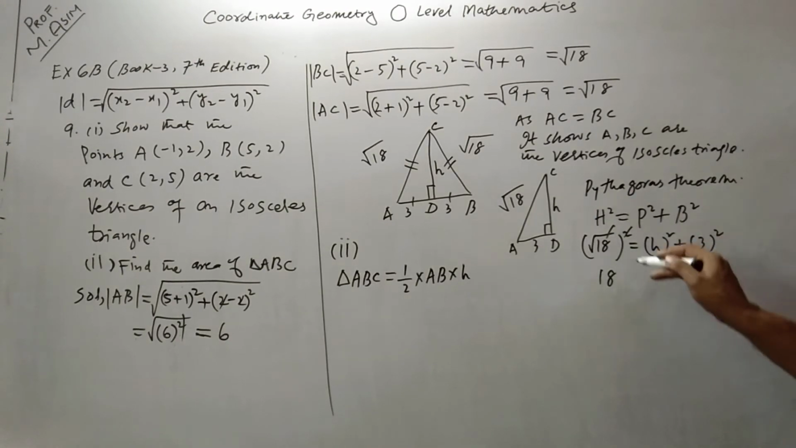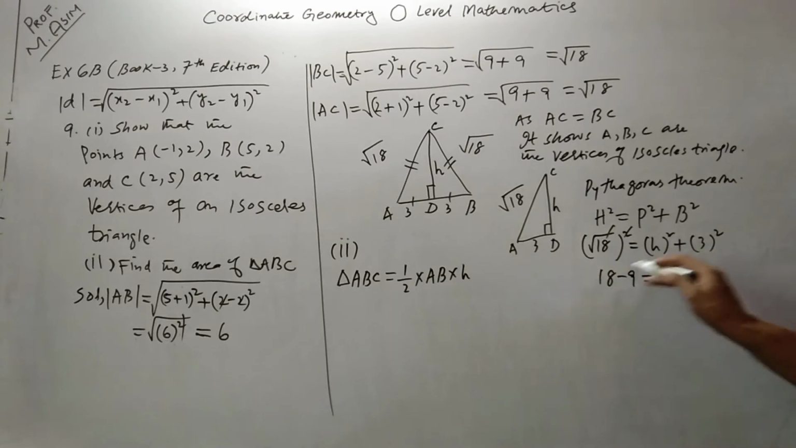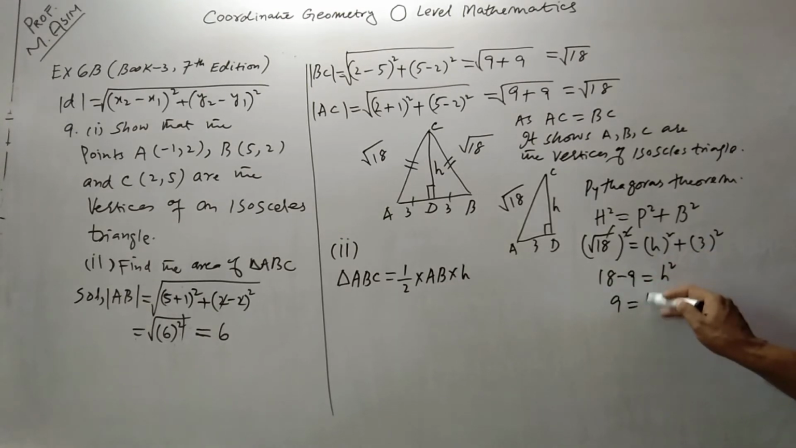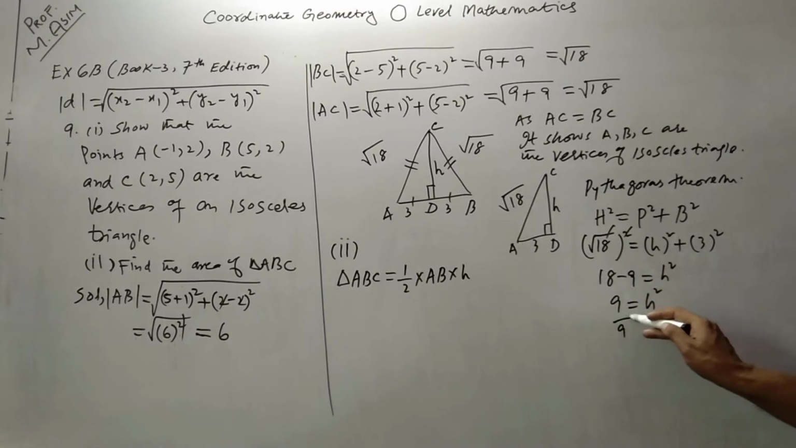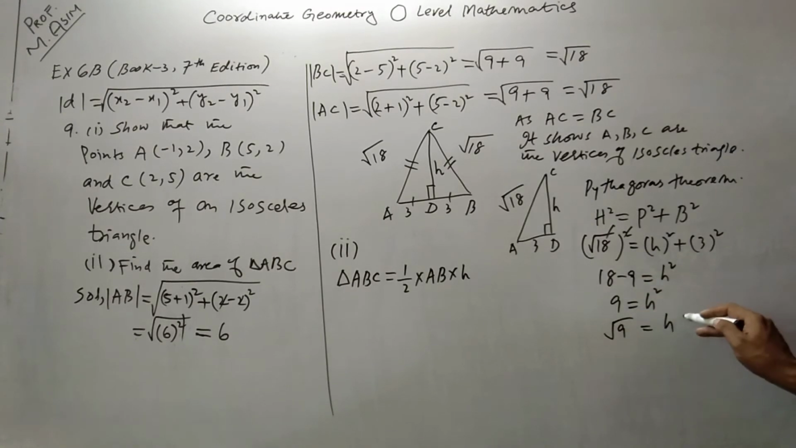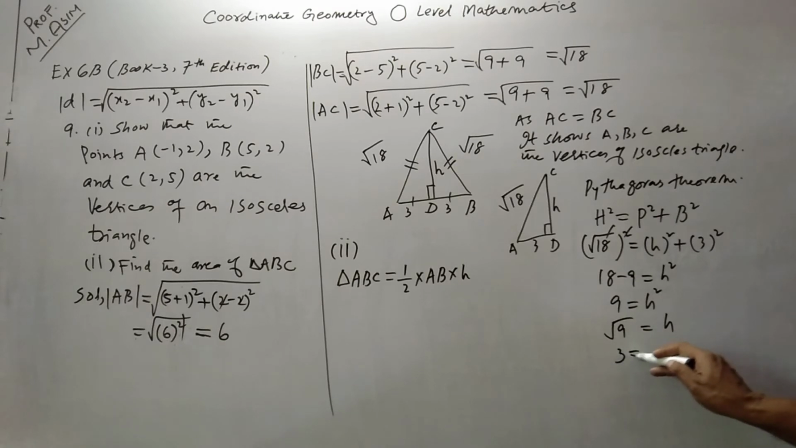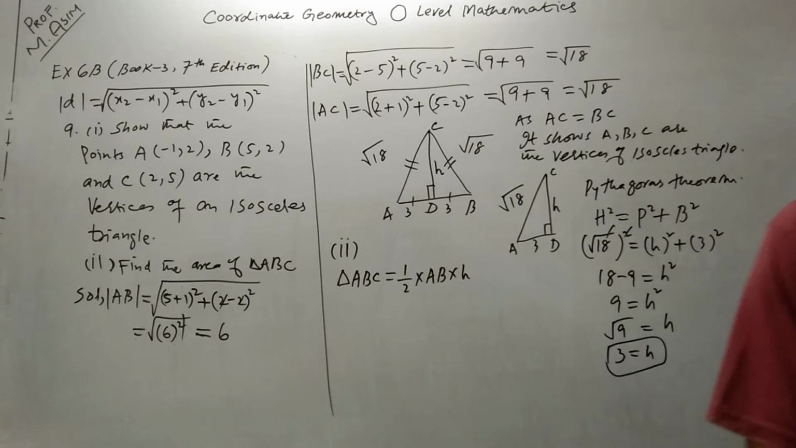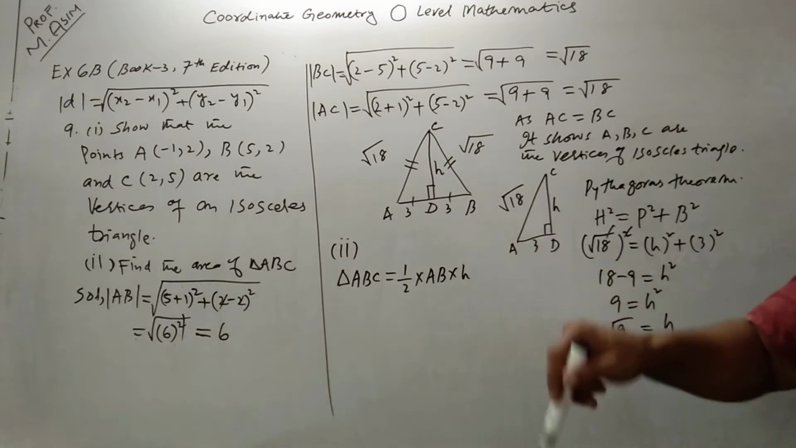This is 3 square, move this side: 18 minus 9 is equal to H square. 18 minus 9 is 9, so H square is 9. Take the square root on both sides. So the square root of 9 is 3. Now therefore, the height of the triangle is what? 3.